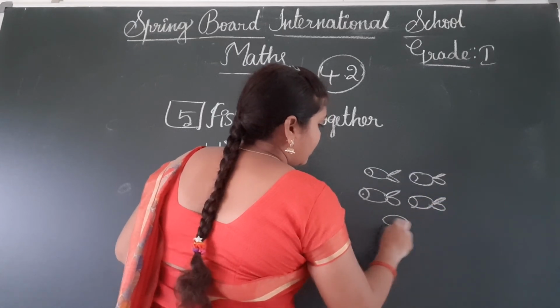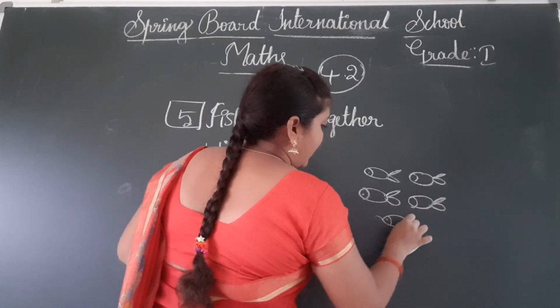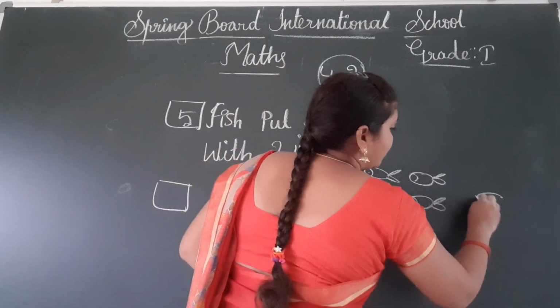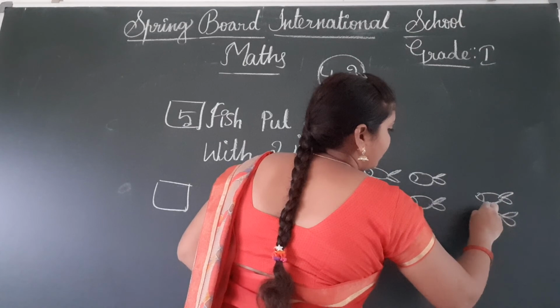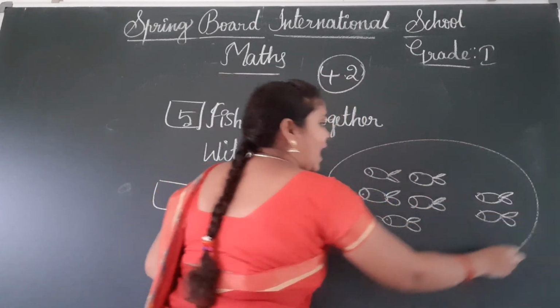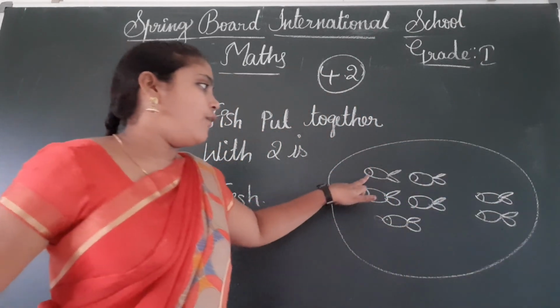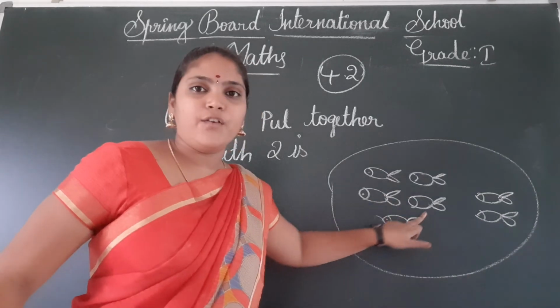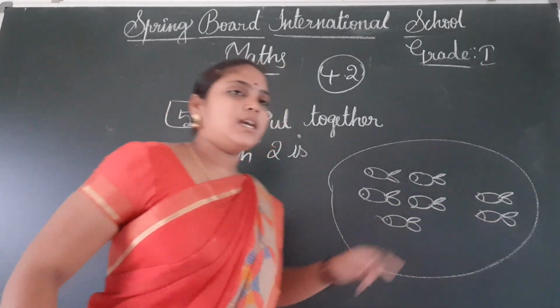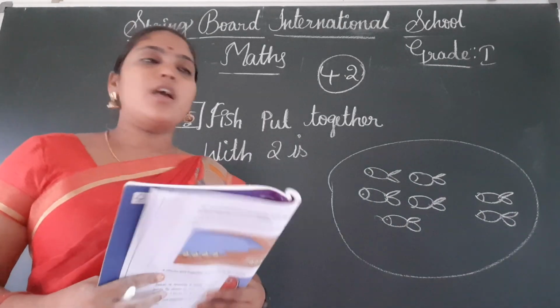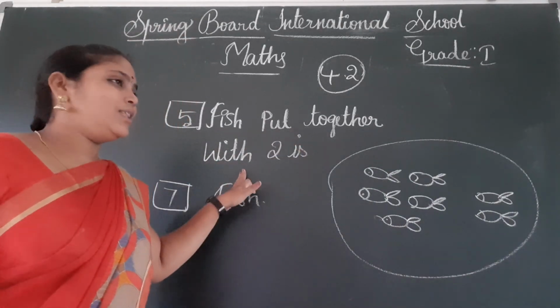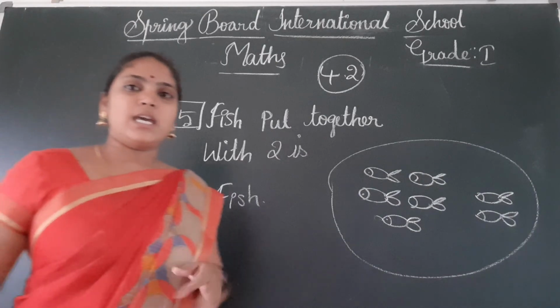So here these are the 5 fishes. Now put together with 2 fishes. Put together with 2 fishes means now add the total number of fishes. 1, 2, 3, 4, 5, 6, 7. So total how many fishes? 7 fishes. 5 fish put together with 2 fish is 7 fishes.